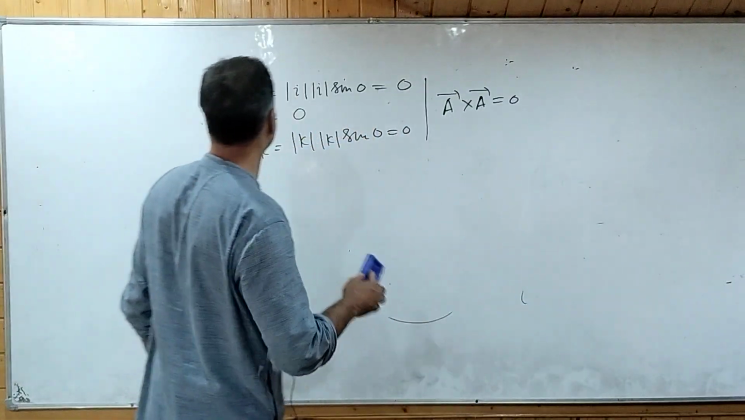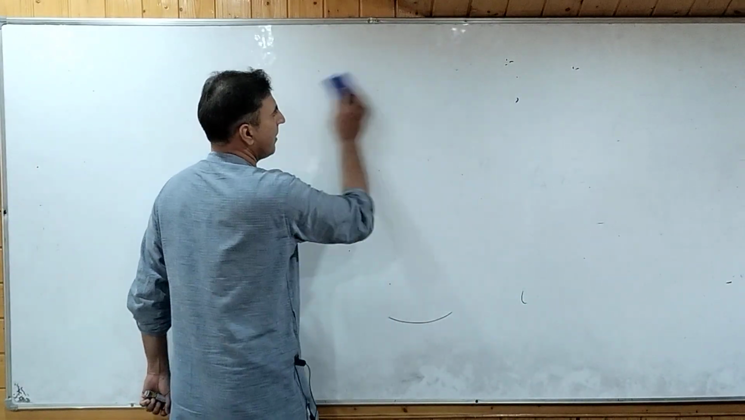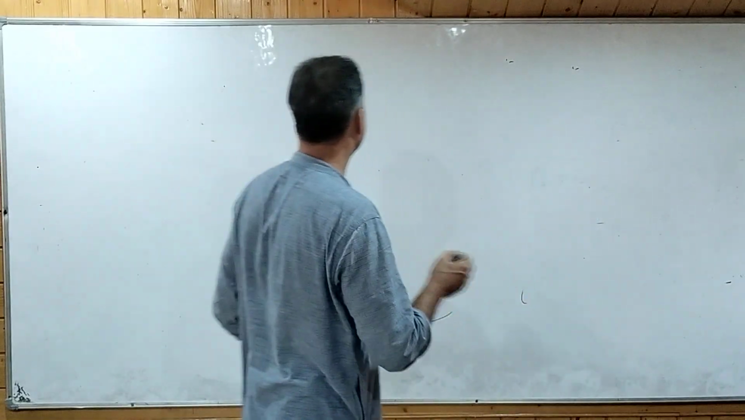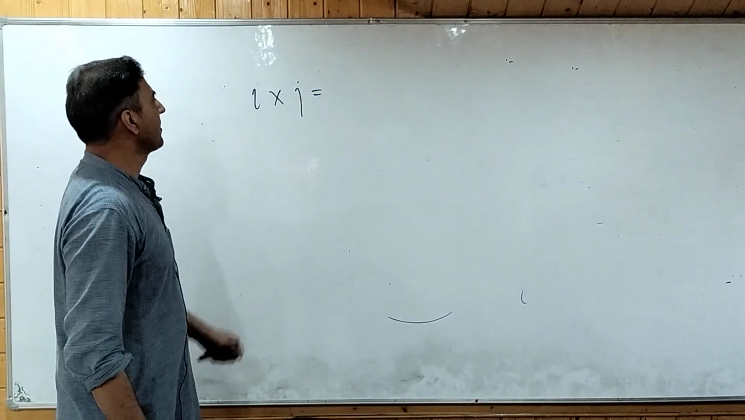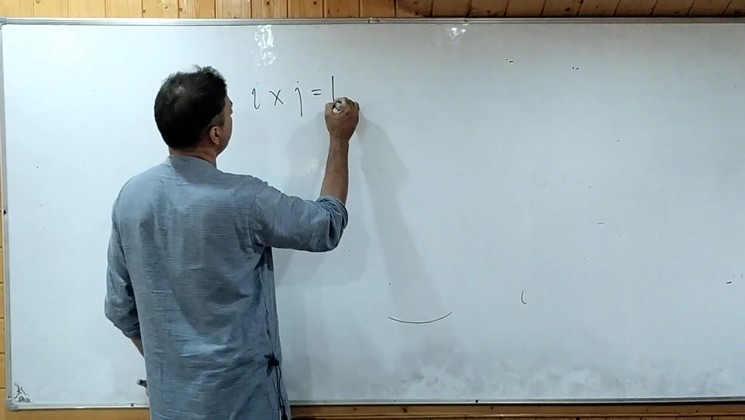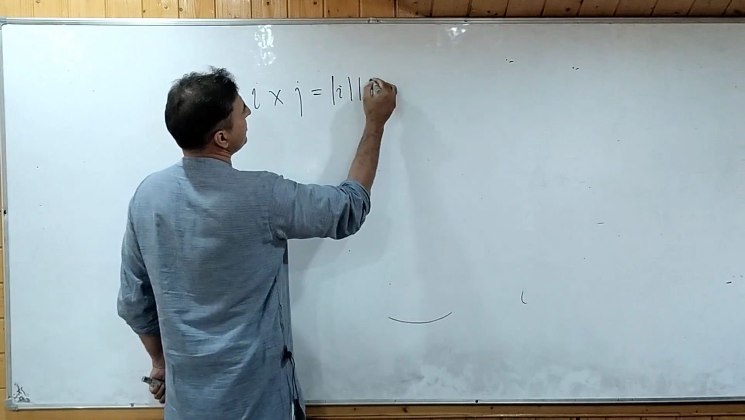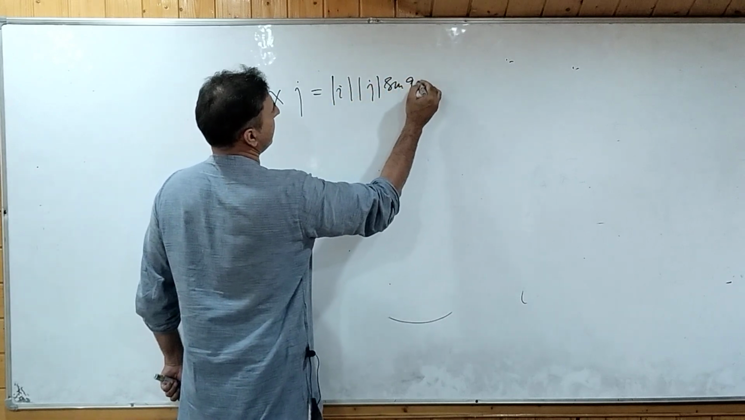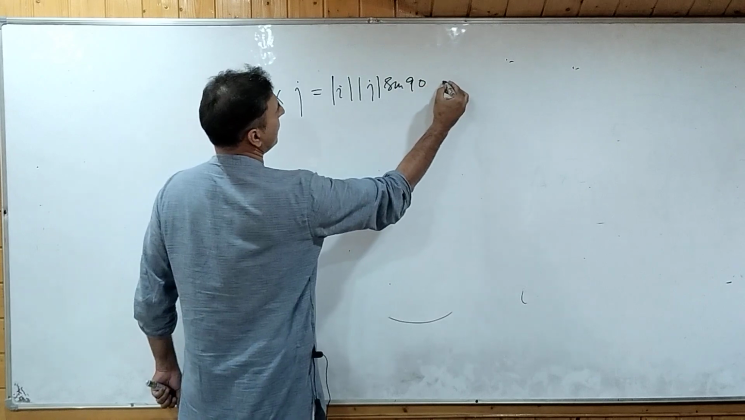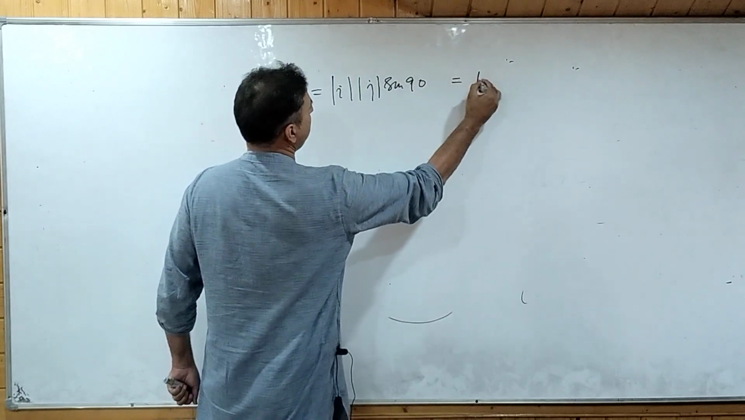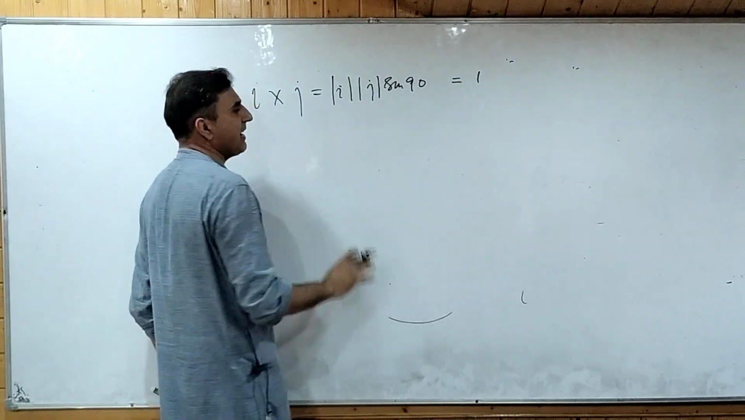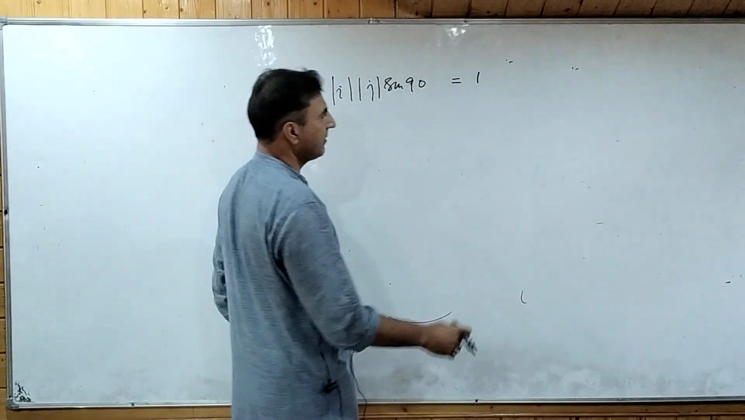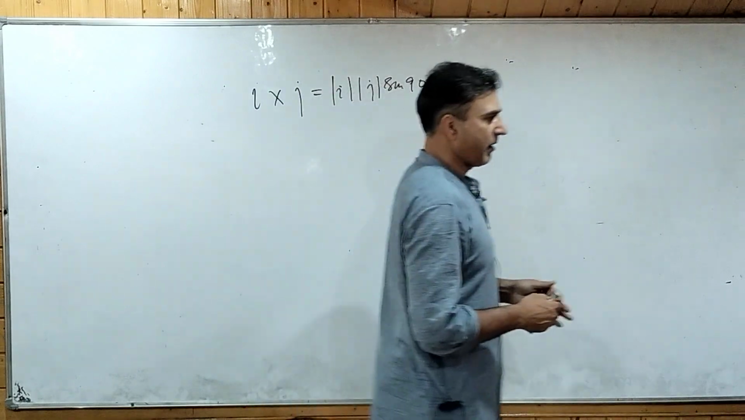I cross J. What is this? Okay, it is magnitude I, magnitude J, sine of 90. So what is the value? The value is 1. 1 and 1, multiplied, 1. But what's the direction? Direction को क्या है? देखो, direction को दिखाना पड़ेगा आपको.